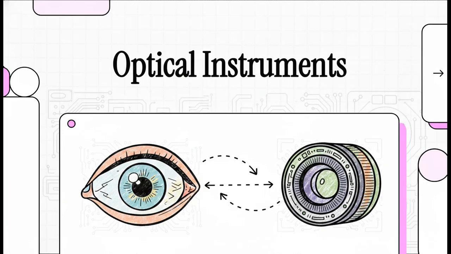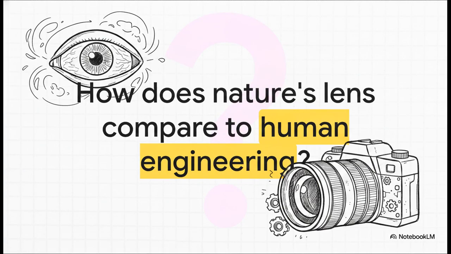Today we're zooming in on optical instruments. But we're not just going to talk about the glass lenses and circuit boards sitting on our desks. We're actually going to explore how the remarkable, living biology of our own eyes compares directly to the mechanical cameras we use every single day. It's pretty wild when you actually stop and think about it, right?